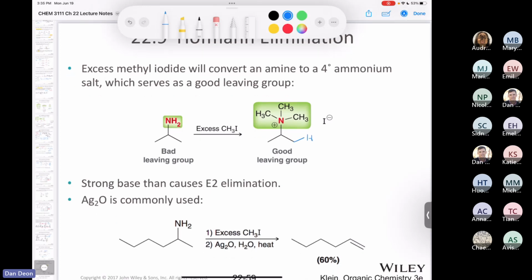You have to pull off a beta proton. So you have a base, which is going to pull off this proton, and you're going to lose the leaving group like this while you form the double bond simultaneously.